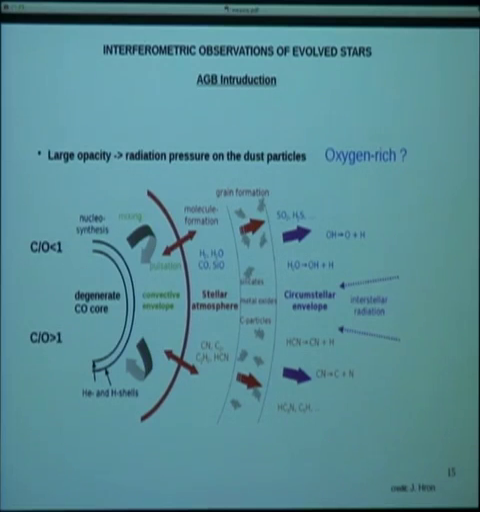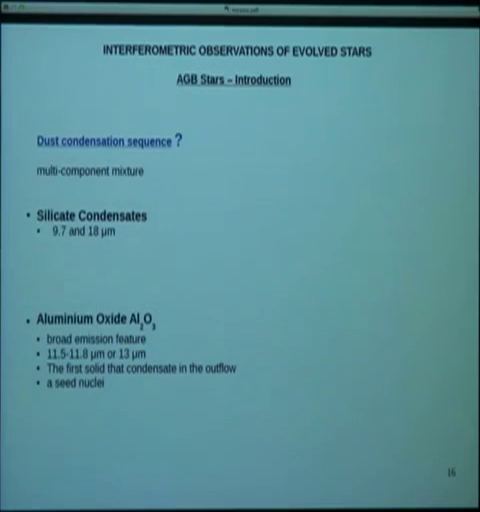This concept is a little bit better understood for carbon-rich stars, because there the dust grains are opaque enough that we understand the mechanism a little bit better. For oxygen-rich stars, the situation is more complicated. We still don't know which particles are opaque enough to allow the radiation pressure to drive the particles away. And we want to understand the dust condensation sequence for oxygen-rich stars.